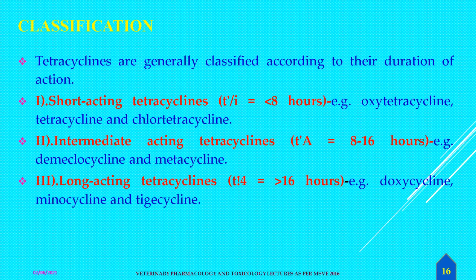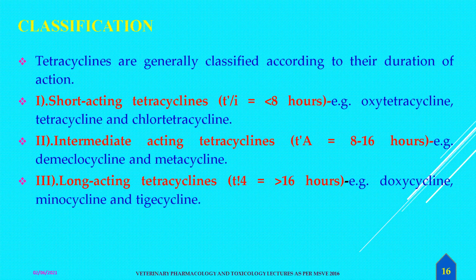Compared to other classes, especially the cephalosporins, where it is very difficult to remember the names, here it is not a problem because only 3 or 4 examples are there. The intermediate-acting tetracyclines are demeclocycline and methacycline. Whereas the long-acting tetracyclines are doxycycline, minocycline, and tigecycline. All of these have a half-life of more than 16 hours, meaning administration once in 16 hours is enough for this particular drug.